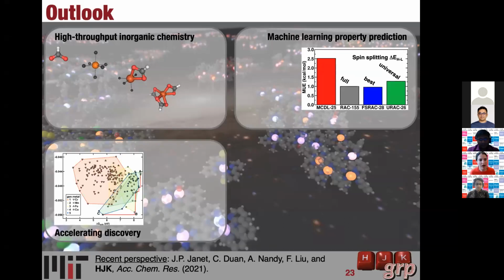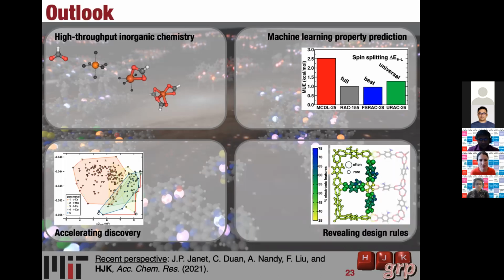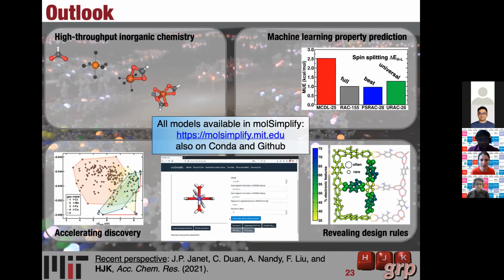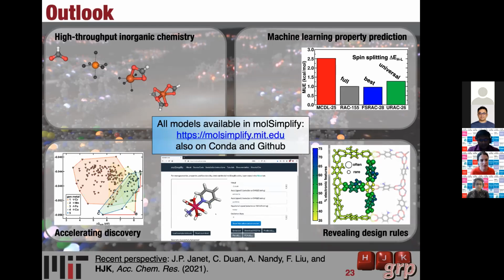And just making more accurate ML models is not so interesting unless you can accelerate the discovery of materials and reveal design rules. Everything I've described is on Conda and GitHub, as well as in a website. The MOF models I described at the end are also on a website, a different website, in beta. If you're interested, just contact me offline.